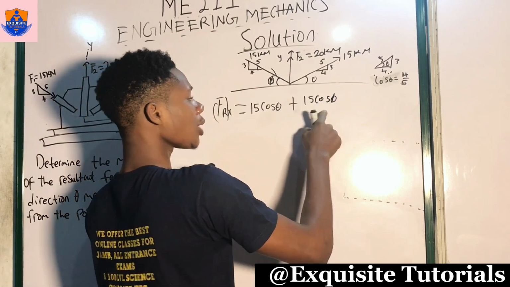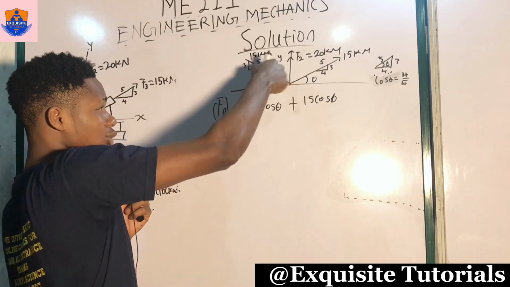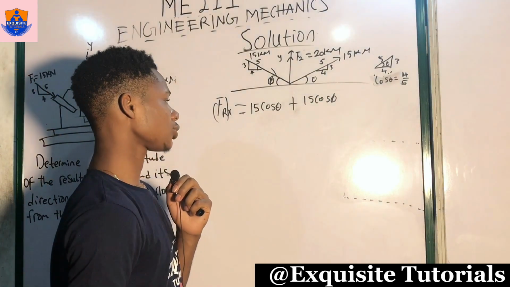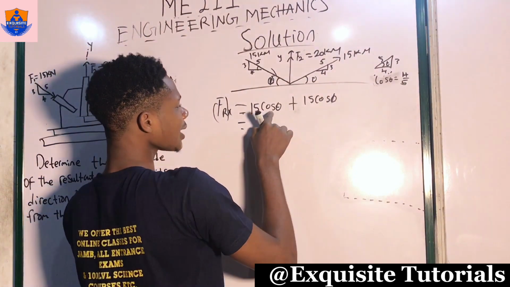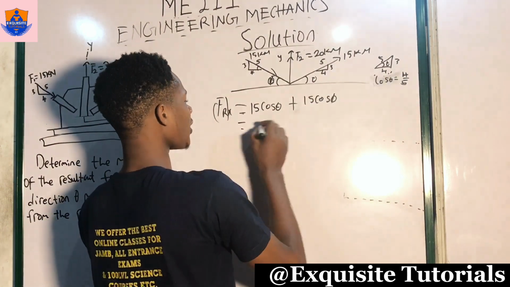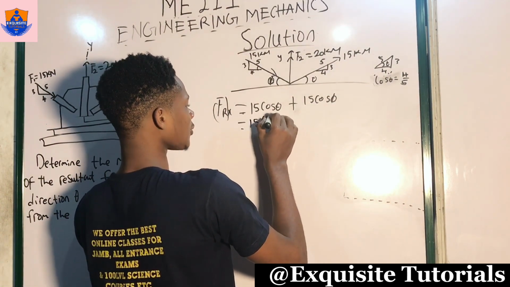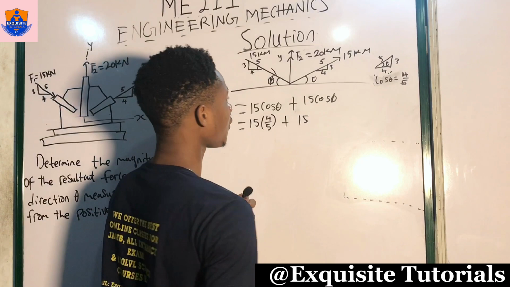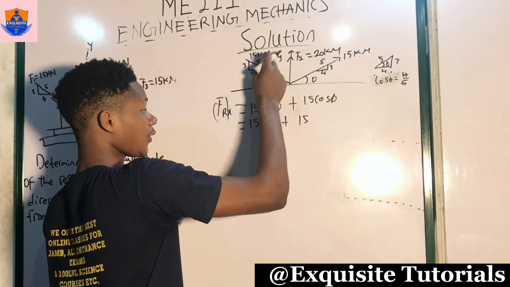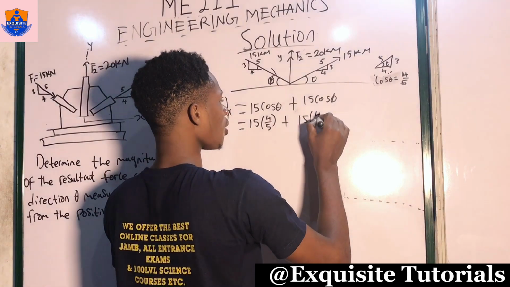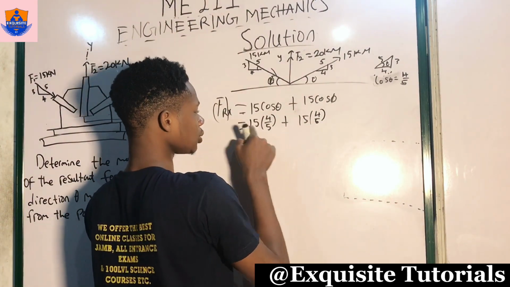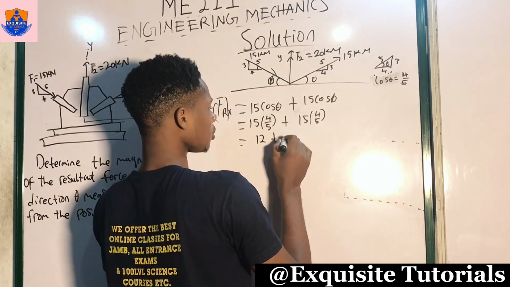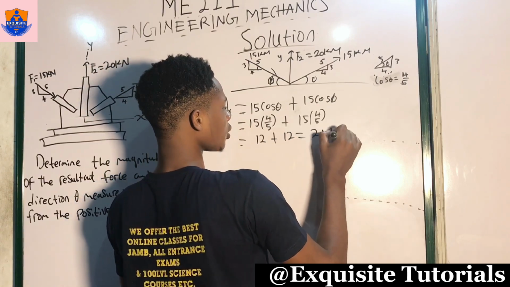cosine of phi. Take note, this one does not have a negative sign. This is because the vector is in this direction. So when I resolve it, it starts facing that direction, telling you that it is going in the positive x direction. From this diagram, cosine of theta is 4/5. So we have 15 times 4/5 plus 15. Cosine of phi is adjacent over hypotenuse, that is 4/5 as well. This gives us 12 plus 12 as well, so that will give us 24 kilonewtons.